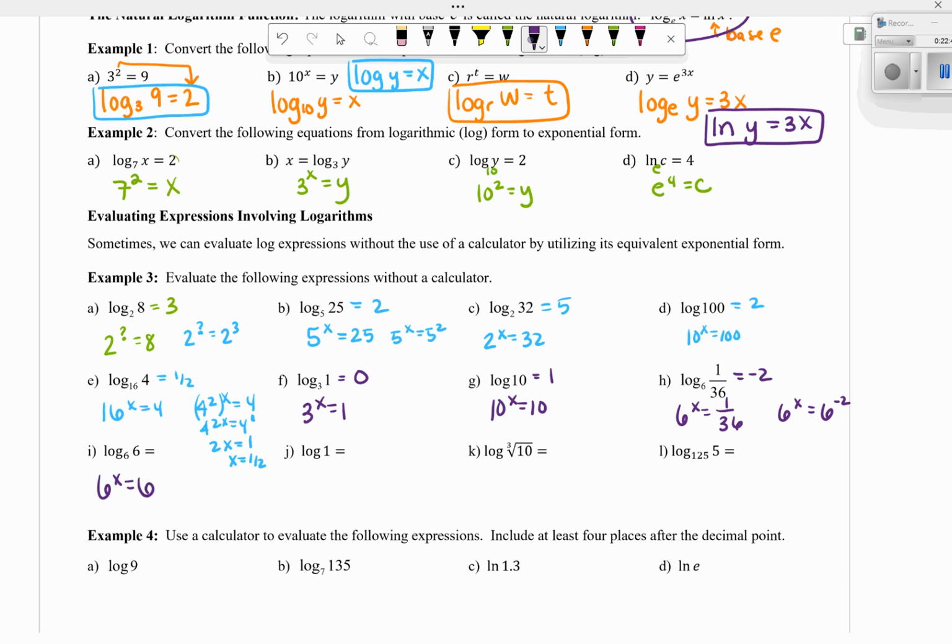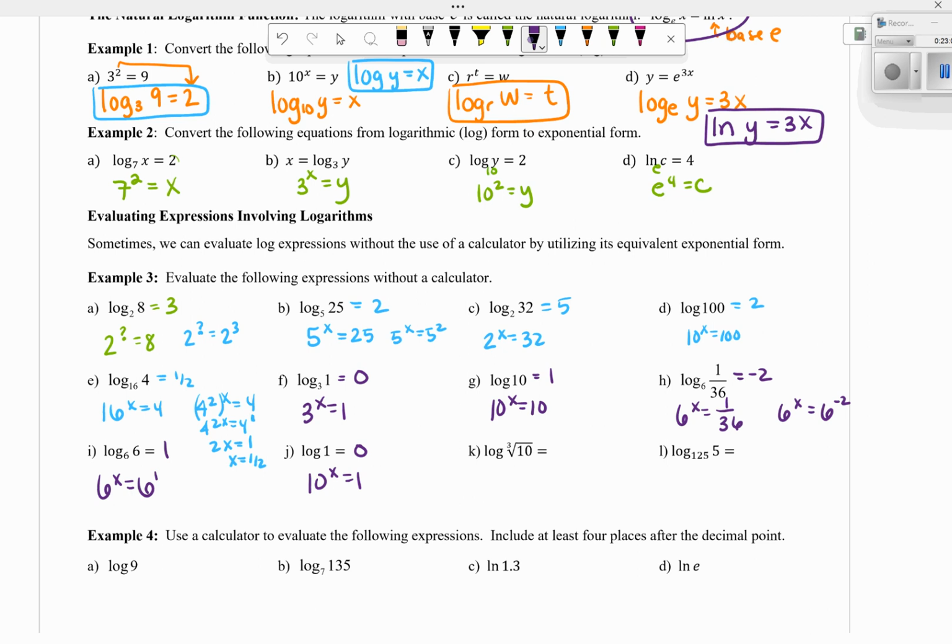6 to what power equals 6? It's not 0 over here, it's 1. 10 to what power equals 1? This is 0. Sorry, I was just thinking about the next problem. So 6 to the first equals 6.